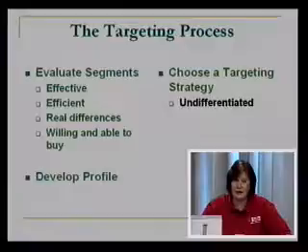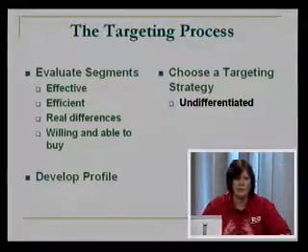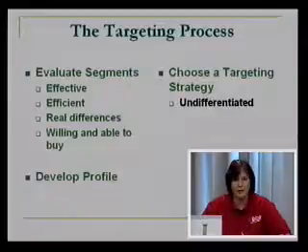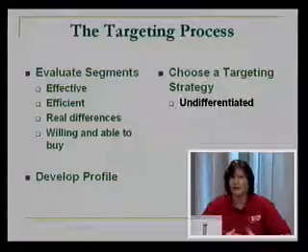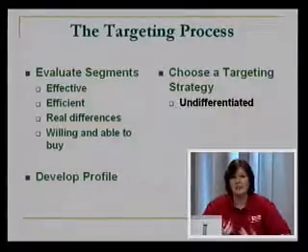Okay, undifferentiated strategy. After our analysis, we've determined everybody's pretty much the same in terms of our product usage. So we are going to develop one strategy to reach everybody. This would be very common in the staple types of products like flour and sugar and milk and orange juice. We'll just go after everyone.